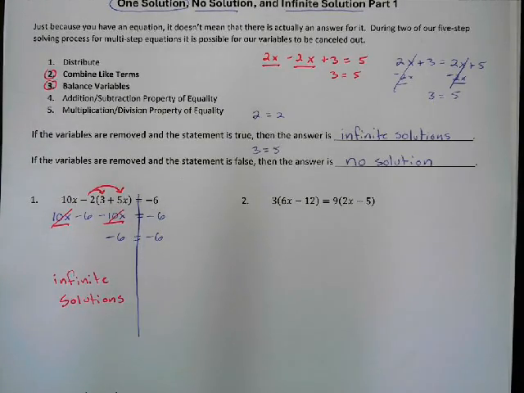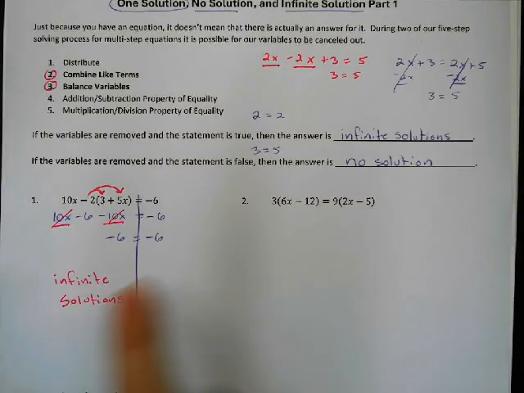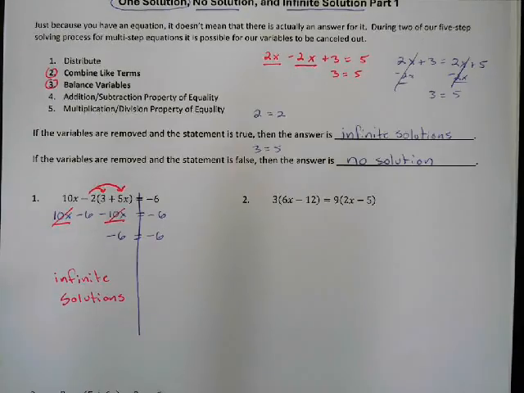0 worked and 1 worked. And I can keep on doing that all day long. I can keep on plugging in numbers, and I'm going to get the same exact answer. It's going to work every single time. So that's what infinite solutions means. It means I can keep on plugging in numbers, and the equation just magically works every single time.